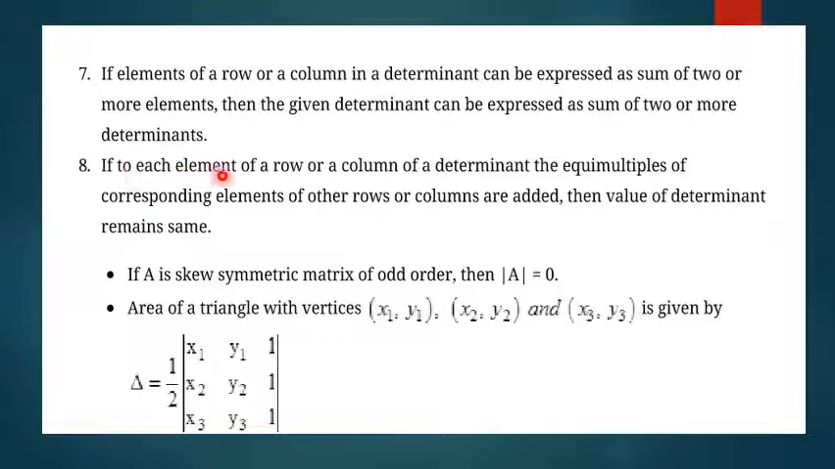8. If to the elements of a row or a column of a determinant, the equimultiples of corresponding elements of another row or column are added, then the value of the determinant remains the same. Its value does not change. This also, whenever we are solving the sums, okay, you will understand.